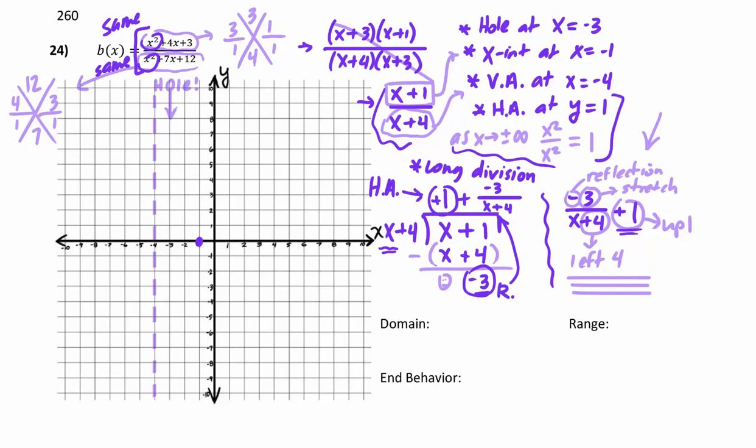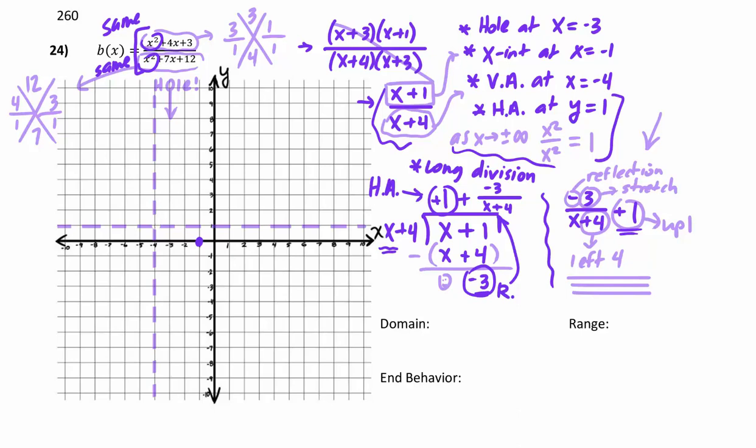And then our horizontal asymptote happens here at 1. So I can go ahead and draw that in and make it dashed as well. These, again, are invisible, but it's good to put them on your graph because they give you guidelines of where to go. So back here, understanding that we have a reflection, understanding that we have a stretch.